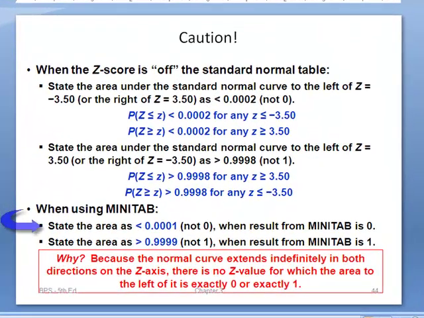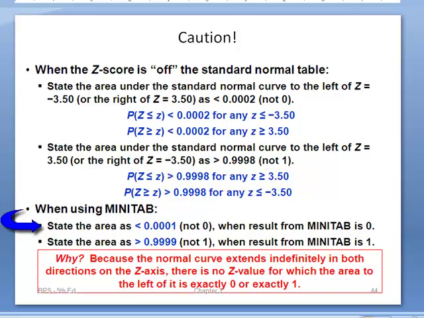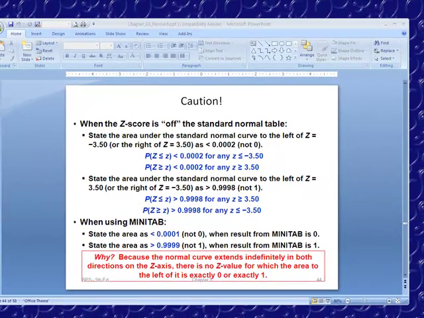Now in Minitab, they'll have 0.0000. You just write that as less than 0.0001. And if they have something that's close to 1, just write that the area is greater than 0.9999. This is because the normal curve extends indefinitely in both directions. Remember that it looks like it's going to touch the z-axis, but it never really does. So there really is no z value for which the area to the left is going to be exactly 0 or exactly 1. That's why we use these conventions.